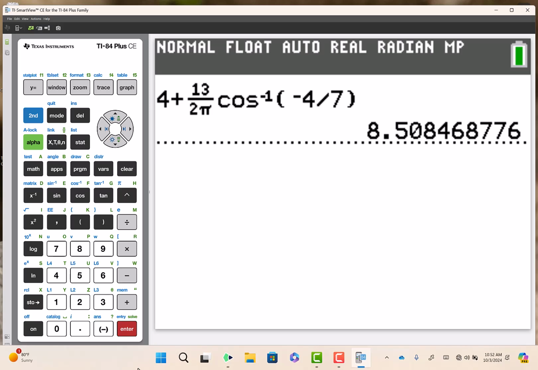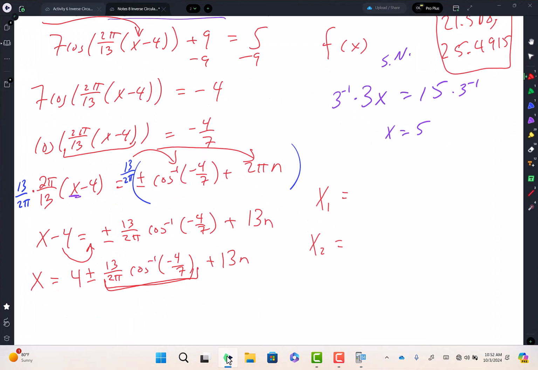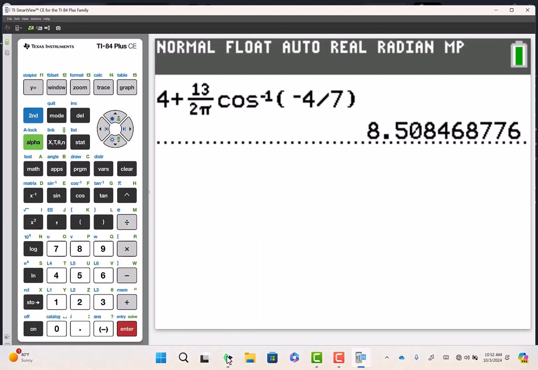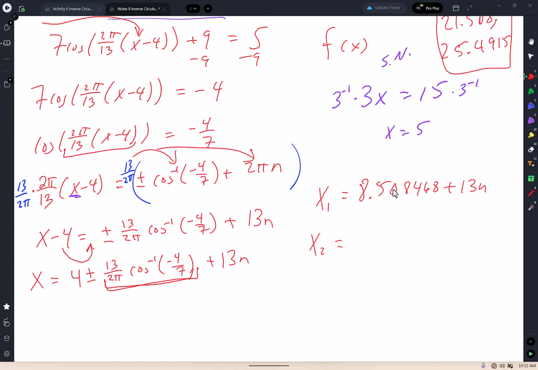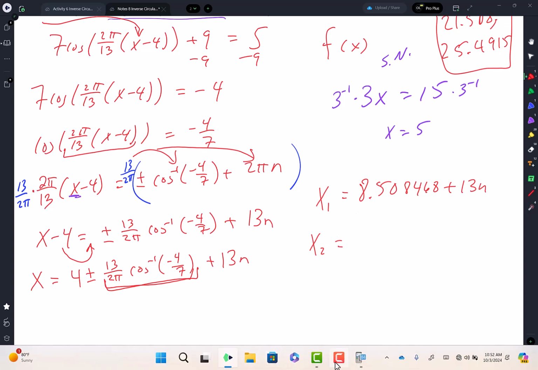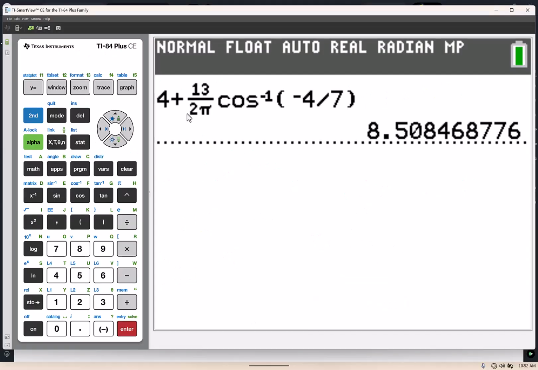Hopefully that's a number that we got earlier. Do you guys see it? 8.508, 468. 8.508468 plus 13n. How am I going to get the second one, guys? How do I get x2? I just did 4 plus. How do I get the other one?